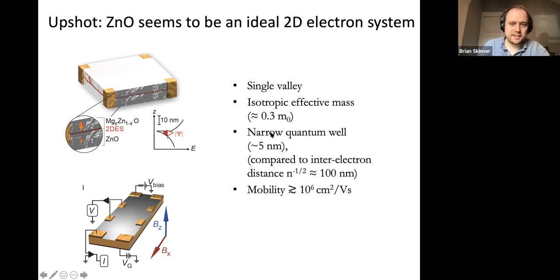The quantum well is quite narrow. It's only about 5 nanometers, and you should compare that to the typical spacing between electrons. And where we're going to work, the typical spacing between electrons is about 100 nanometers. So this thing is relatively close to an ideal two-dimensional system. And like I said, the mobility is very high.